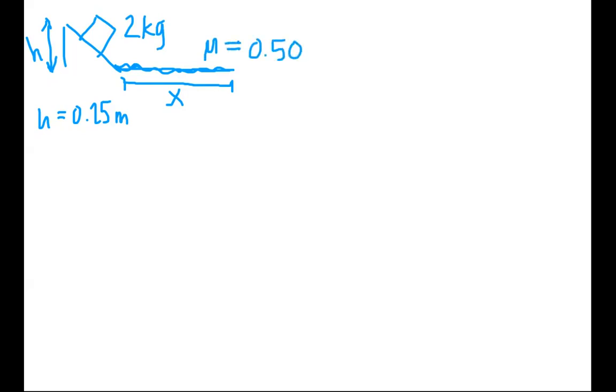So just to be clear, where is there friction and where is there not friction in this example? So we have friction along the horizontal and no friction along the ramp.